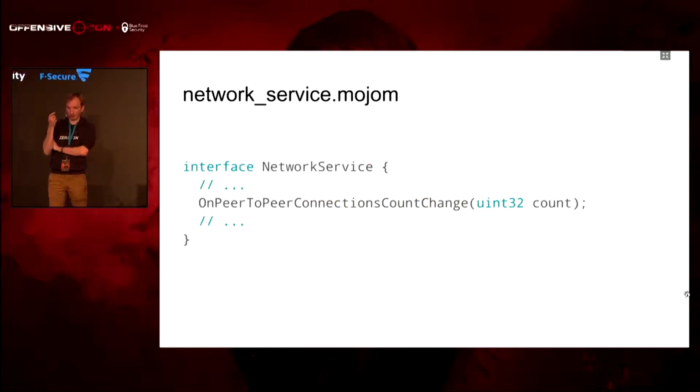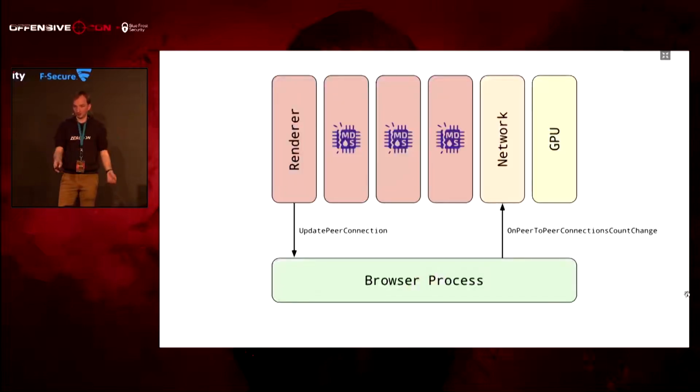So now, how do you trigger a connection from the browser to the network service? Well, you look through the network service interface, and you see this method on peer-to-peer connection count change, which sounds like something we could control, right? Peer-to-peer connection sounds like something happening in the renderer. So if we tell the browser, hey, this connection count changed, maybe it will forward it to the network service. And this is exactly what's happening.